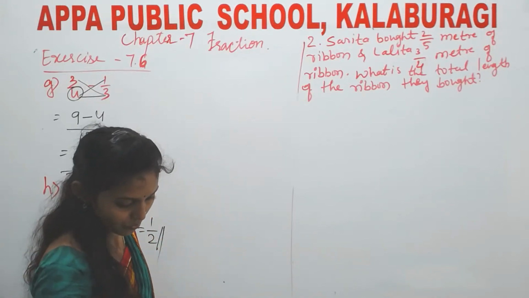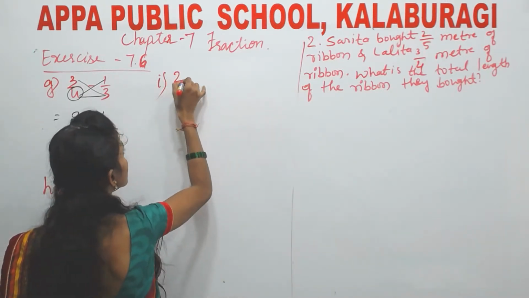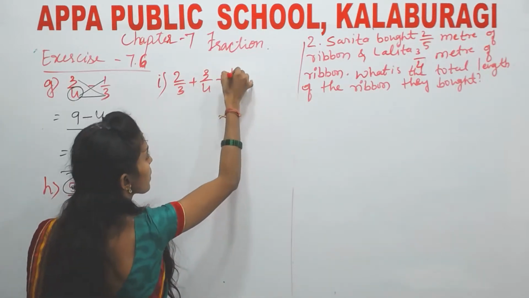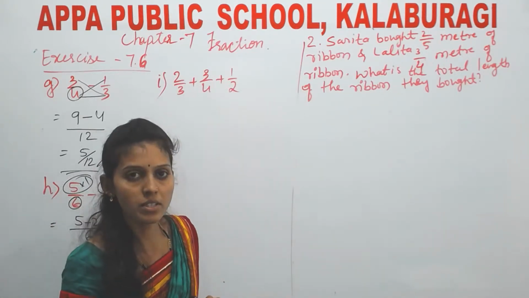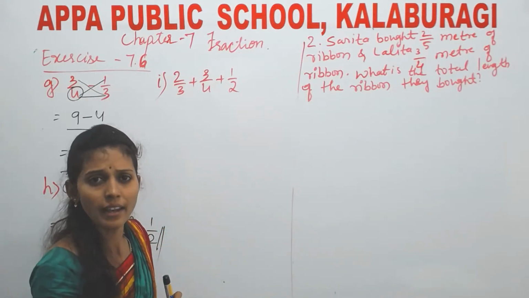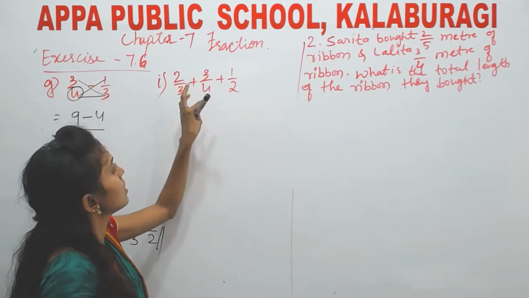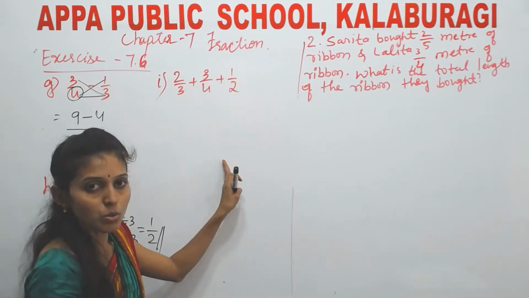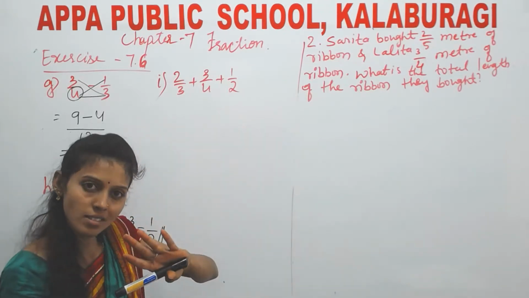Now I1. 2 by 3 plus 3 by 4 plus 1 by 2. Same. Denominators are different. Here you can say, ma'am, can we do cross multiplication? You can, but cross multiplication is only for 2 fractions. So first, do it for these 2 fractions, you will get 1 fraction as the answer. Then that one and this one, again you will get one. Again cross. It will be a lengthy method. In this case, use the LCM method.